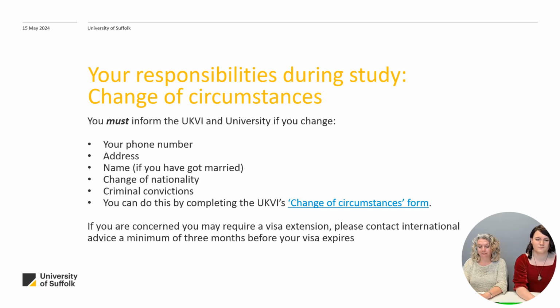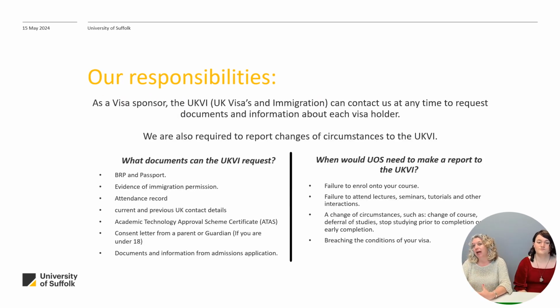We're now going to talk a little bit about our responsibilities as your visa sponsor. So the university has responsibilities that we must follow to ensure that we are compliant with UK immigration law. At any time, the UKVI can request documentation and information about our visa holders, and as an institution, we must supply that. So this includes documentation such as your passport, evidence of your immigration permissions, your attendance records, your UK contact details, an ATAS certificate if that's required, and any other documentation they request.